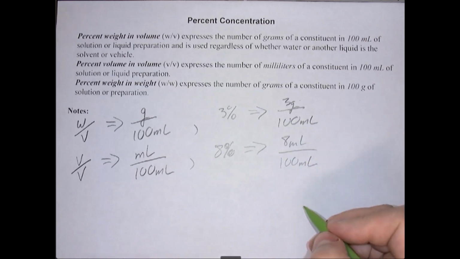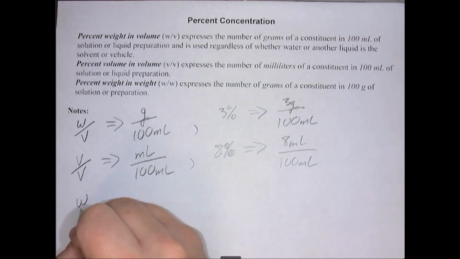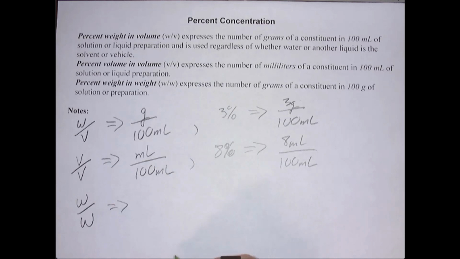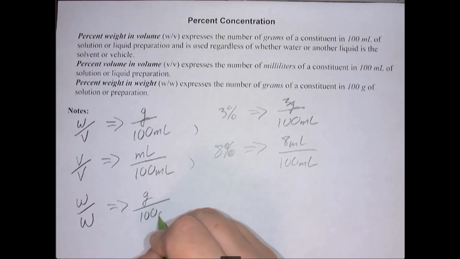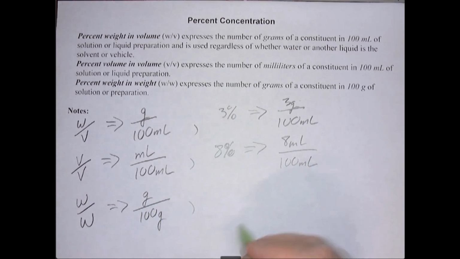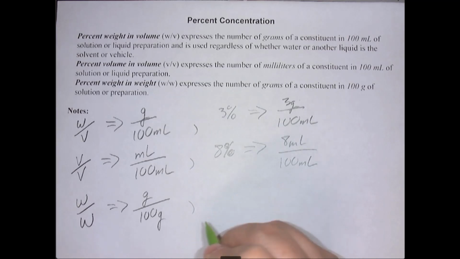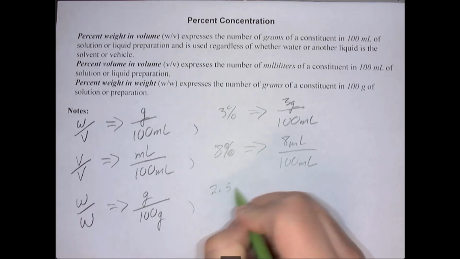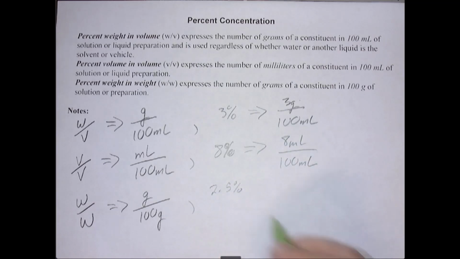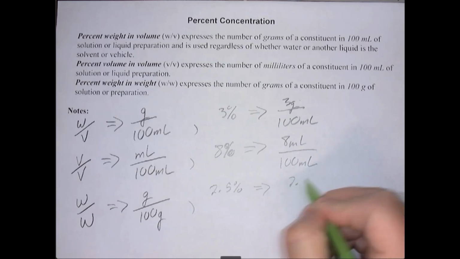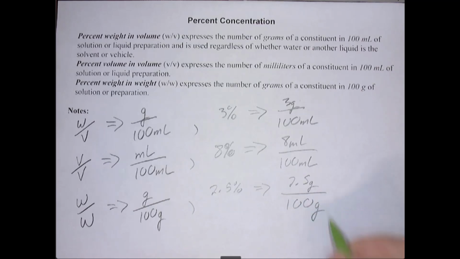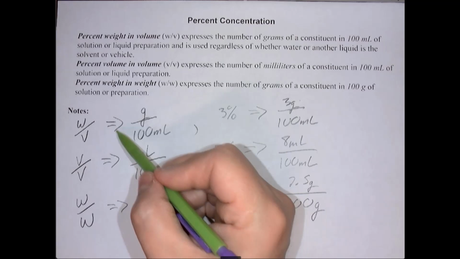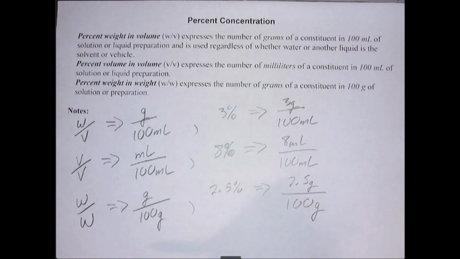Okay, and then finally, weight to weight. That basically means number of grams per 100 grams of the total product. So an example might be, perhaps an ointment has a concentration of 2.5% of the active ingredient. So that would translate into 2.5 grams per 100 grams of the total product. So these are the three ways of how to express percent concentration within pharmacy calculations.